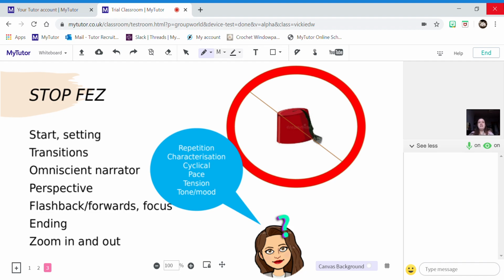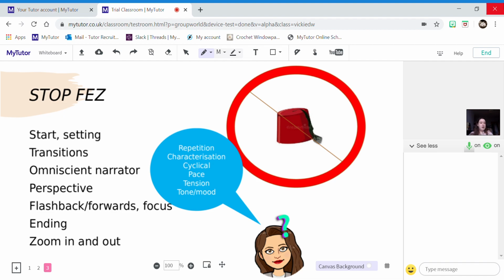Cyclical, this is where we start and end in the same place. So for example, Blood Brothers, we start with the twins dead on the stage, and then we whiz all the way back to when their mother found out she was pregnant with them, and then we go through the story all the way round to when they are back dead on the stage again.